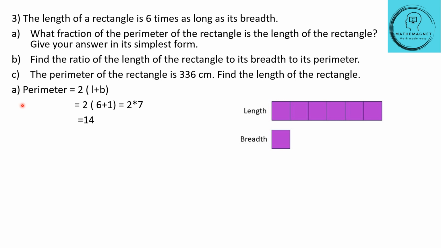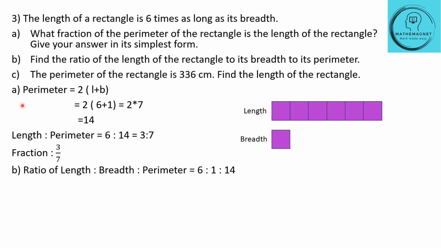Now the question is to find what fraction of the perimeter of the rectangle is the length of the rectangle. So we need to find the length of the rectangle by the perimeter of the rectangle. So the ratio of length to perimeter will be 6 is to 14. The simplified version will be 3 is to 7. The fraction will be 3 by 7.